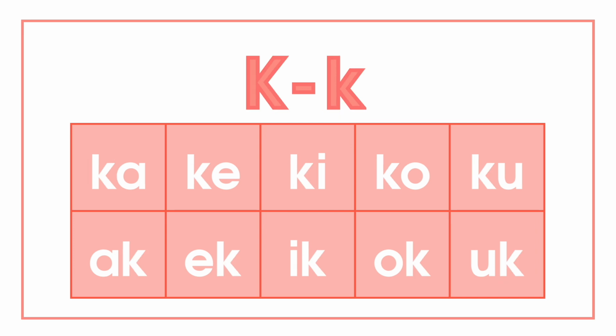The sound k in Spanish with the letter K is rarely used, but we do use it in some English words like kilogram or the fruit kiwi. We would read these syllables as follows: ka, ke, ki, ko, ku. Ak, ek, ik, ok, uk.